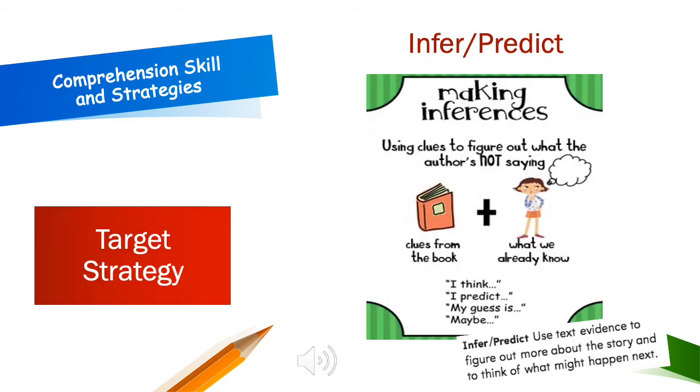Our target strategy for lesson 2 is infer or predict. You can make inferences by using clues to figure out what the author's not saying. So you use clues from the book, plus our background knowledge, or what we already know, to make inferences. Or you can use text evidence to figure out more about the story and to think of what might happen next.